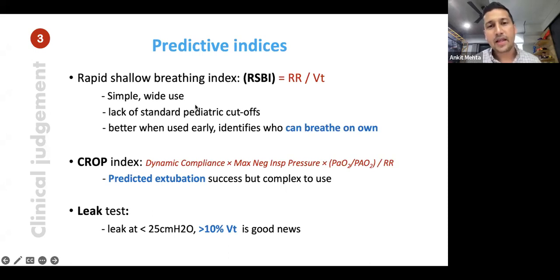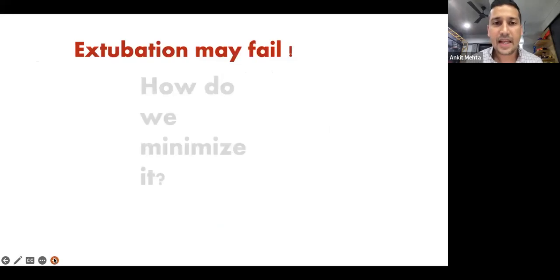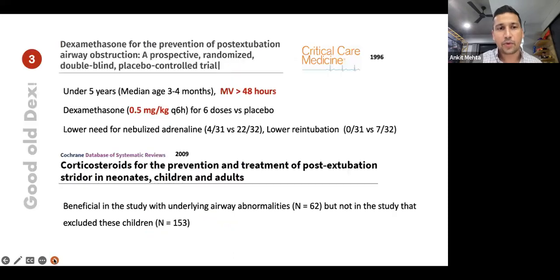So probably it is good for adults, but I would still put that clinical judgment remains far, far more important in the pediatric ICU population, and these numbers may help you, but they may not guide you for extubating a given patient. So extubation may fail. That is very common. We have already discussed that 5% of the patients may have extubation failure. So my important point will be, how do you minimize these and how do you make it smooth?